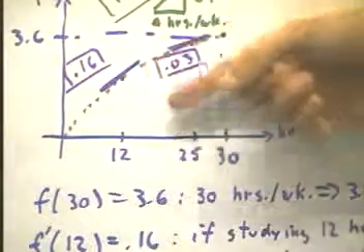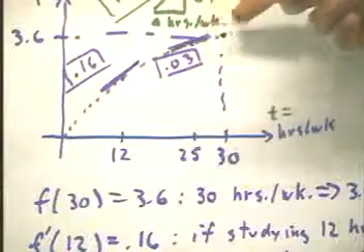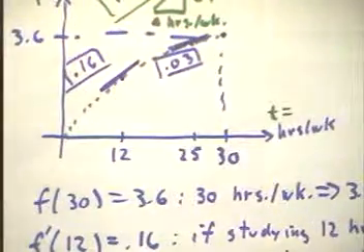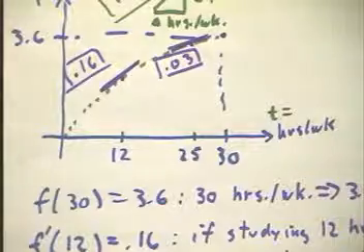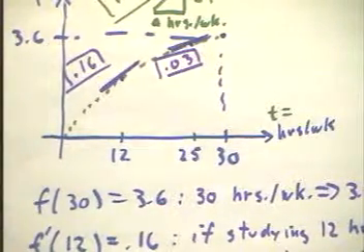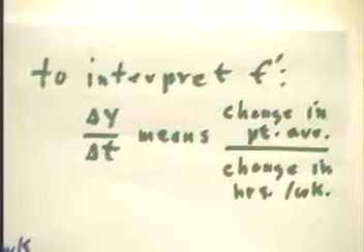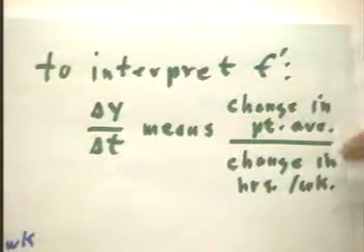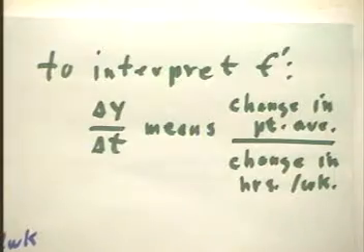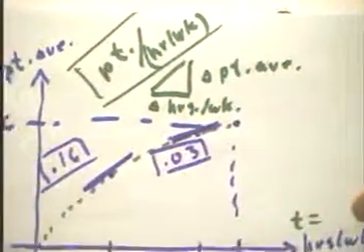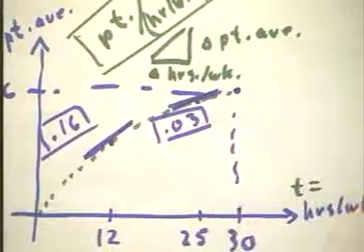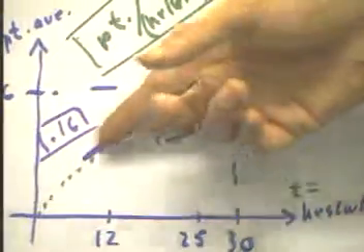Now we don't know how high the graph is at any of these points. I've merely drawn a curve that has the characteristic of decreasing slope so that we can make a certain amount of sense out of the picture. So again, our interpretation of f prime is that delta y over delta t stands for change in point average divided by the change in the number of hours per week. And we again note that those rates of change, the 0.16 at the 12 hour per week study time, doesn't last forever.